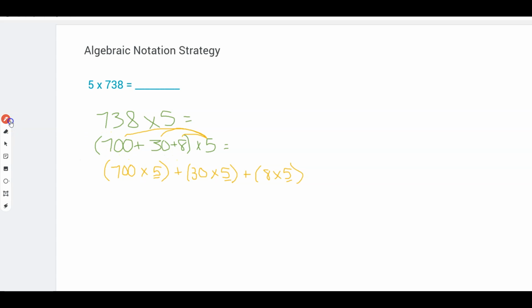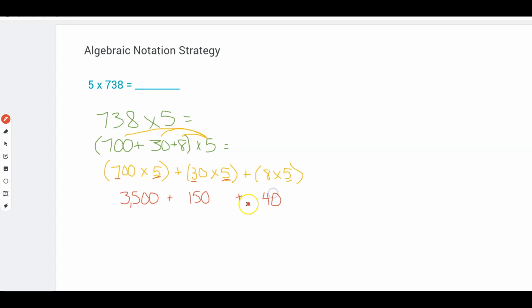I then can multiply 700 times 5, and I know that 7 times 5 is 35, so therefore 700 times 5 must be 100 times larger than that. In other words, 3,500. Then add the next product, 30 times 5. Well, 3 times 5 is 15. So 30 times 5 must be 10 times larger than 15, or 150. And finally, I can add the final product here, 8 times 5, which is a basic fact of 40.